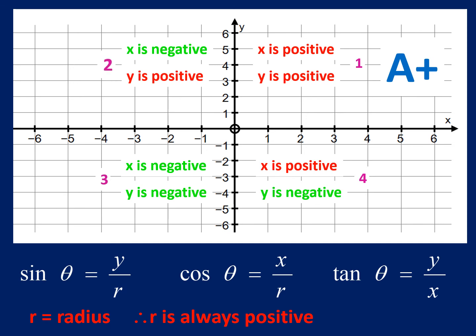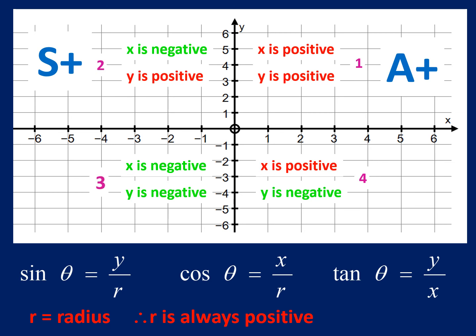Moving over to the second quadrant, if I look at sine, the y value is positive, r is always positive, so sine is positive in the second quadrant. Cos, however, x is negative divided by a positive gives me a negative answer. So cos will be negative in the second quadrant. And with tan, y is positive, but x is negative, giving me a negative answer for tan. So what we notice is only sine is positive in this quadrant.